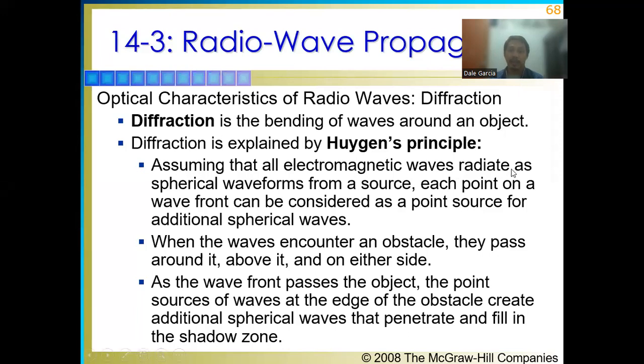Assuming that all electromagnetic waves radiate as a spherical waveform from a source, each point on a waveform can be considered as a point source for additional spherical waves. When the waves encounter an obstacle, they pass around it, above it, and on the other side. So they do pass through. As the wave front passes the object, the point source of waves at the edge of the obstacle creates additional spherical waves that penetrate and fill in the shadow zone.